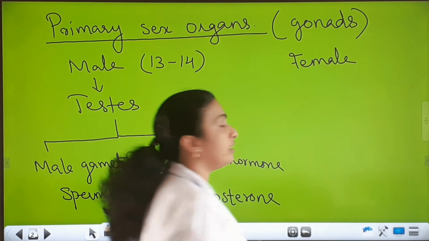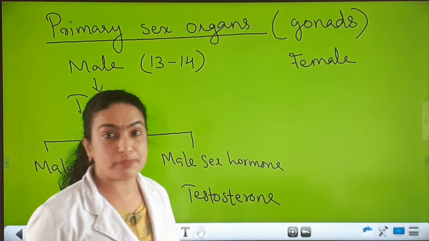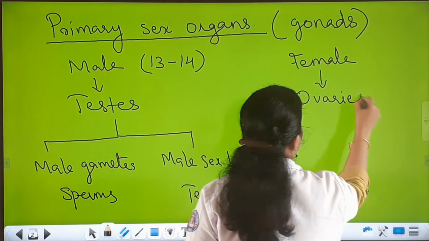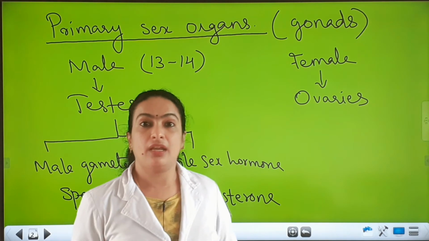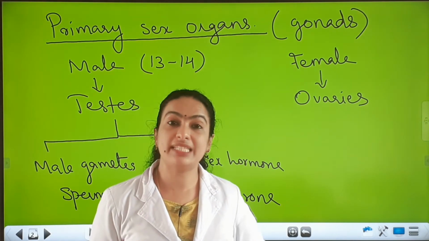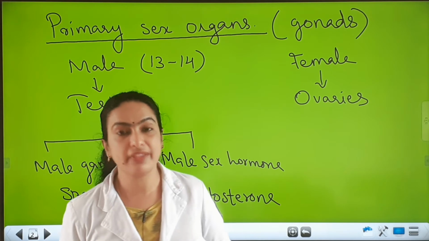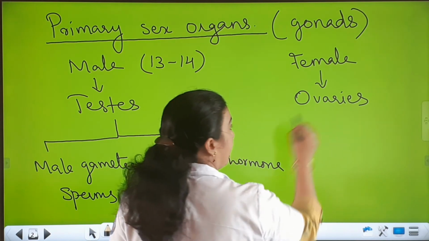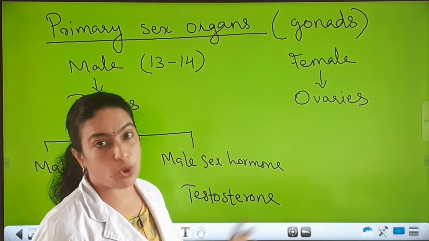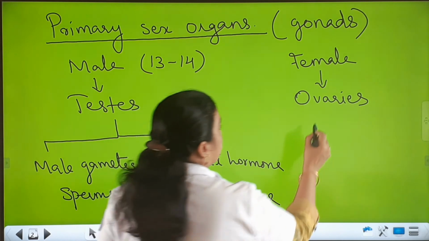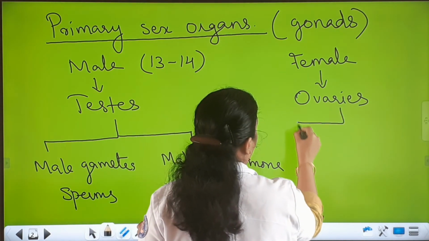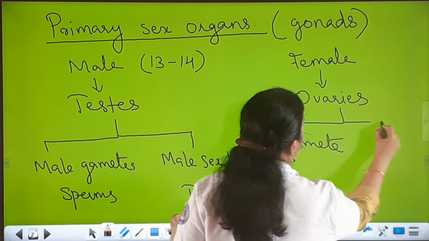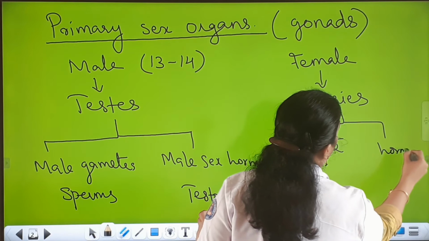In case of female, which is the gonad or the primary sex organ? Ovaries. Why are they called primary sex organs or gonads? Because they are responsible to produce gametes as well as sex hormone. That's why they are called the gonads or primary sex organs. So, a pair of ovaries, 2 ovaries are there on either side, and the ovaries are responsible for the production of female gamete as well as female sex hormone.